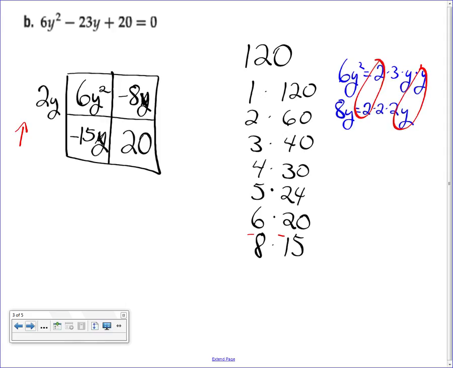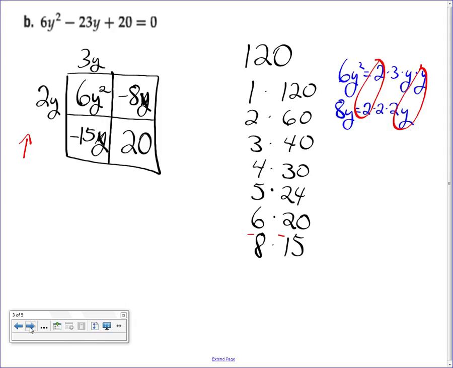All right? Now we're going to go and grab this number right up here. There's a couple ways you can do this. You can find the greatest common factor of 6y squared and 15y. However, you could also say 6y squared divided by 2y. I like doing that better. 6y squared divided by 2y is 3y. Okay, now we're ready to grab some other numbers.